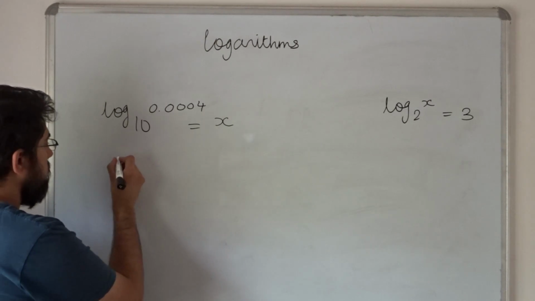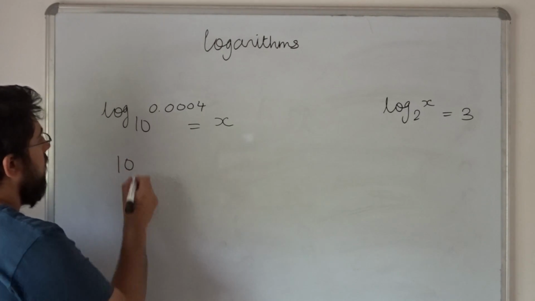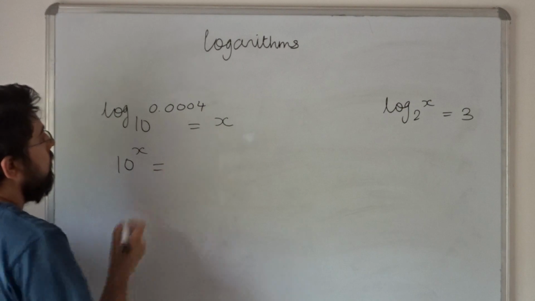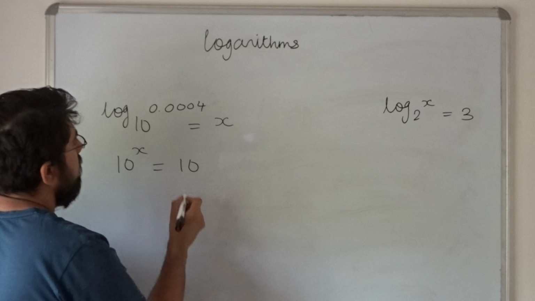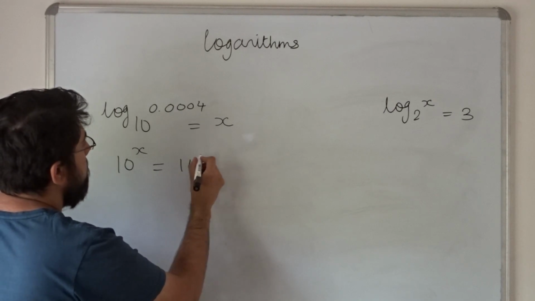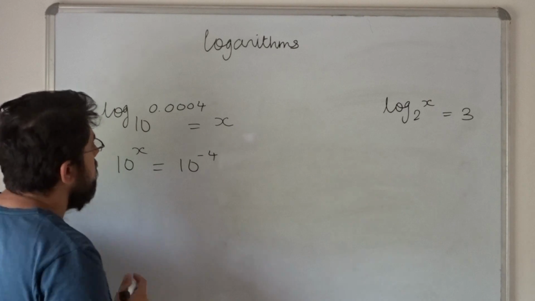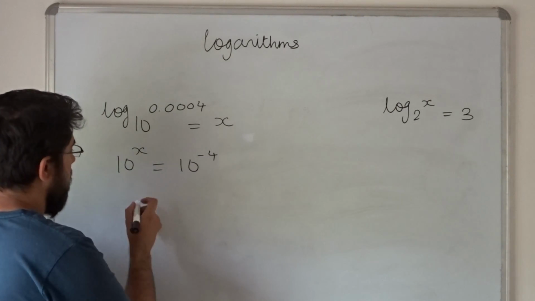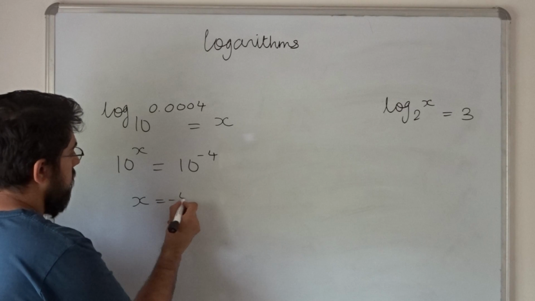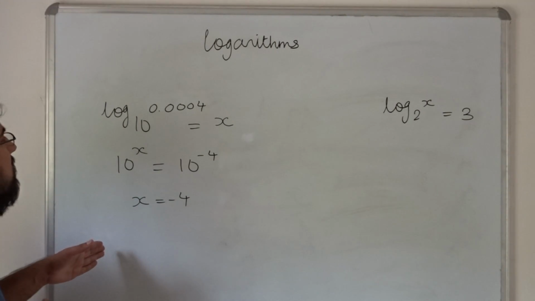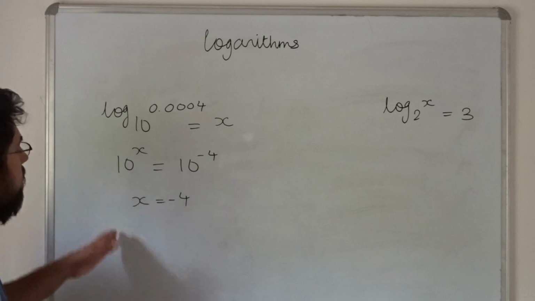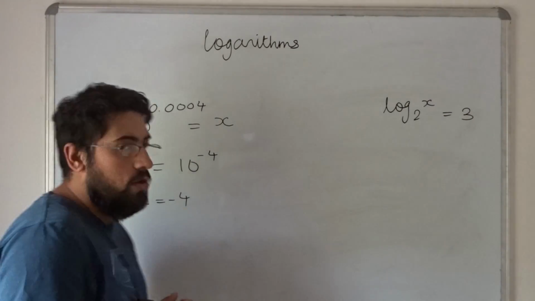So this is 10 to the power x, which equals 10 to the power negative 4. This is what this equals. And then you have x equals 10 to the power negative 4. So this is a very easy example, a very simple example.